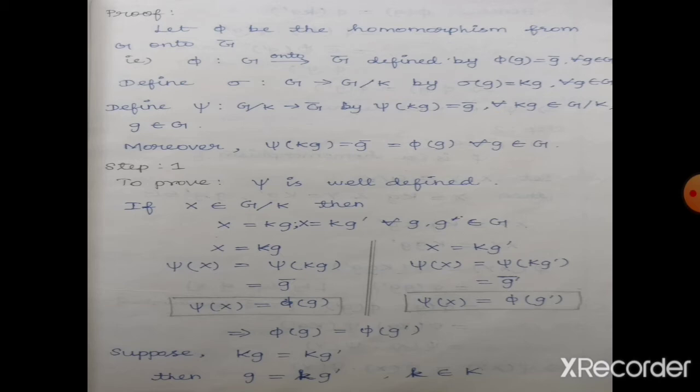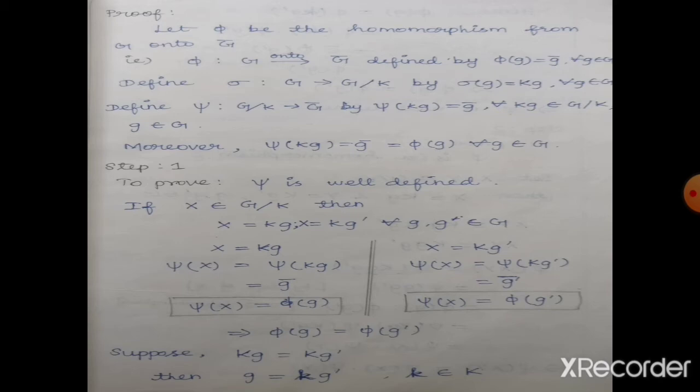Psi is from G by K to G bar. Here we also have to define the element we have to take from G by K. So the element in G by K is of the form Kg. So the mapping psi of Kg is equal to the element in G bar. So psi of Kg is equal to G bar, for every Kg belonging to G by K and g belonging to G. I hope these three definitions will be clear.